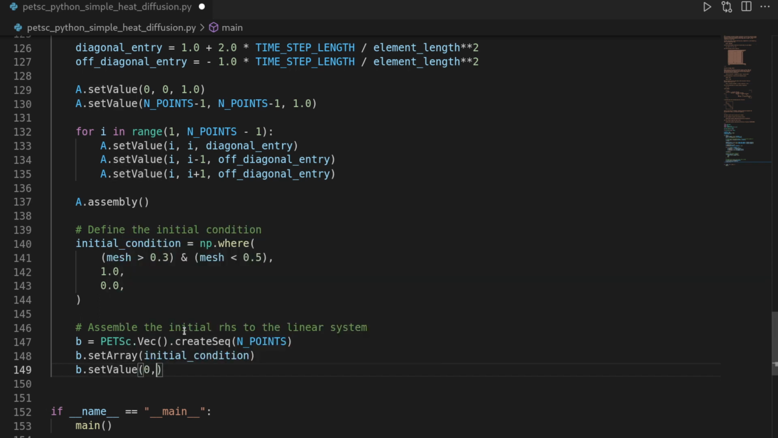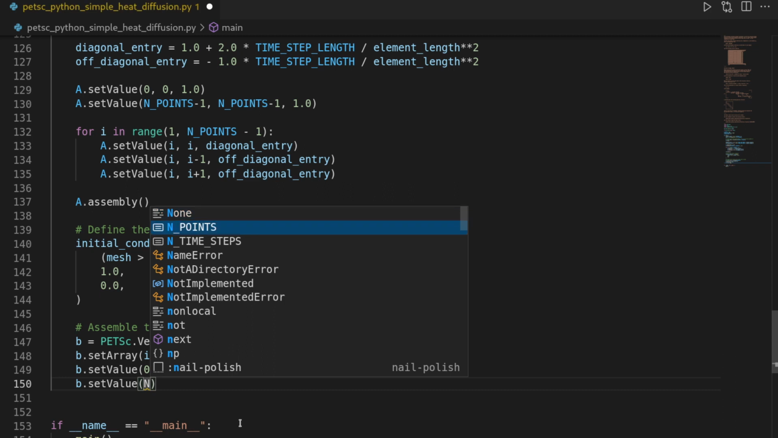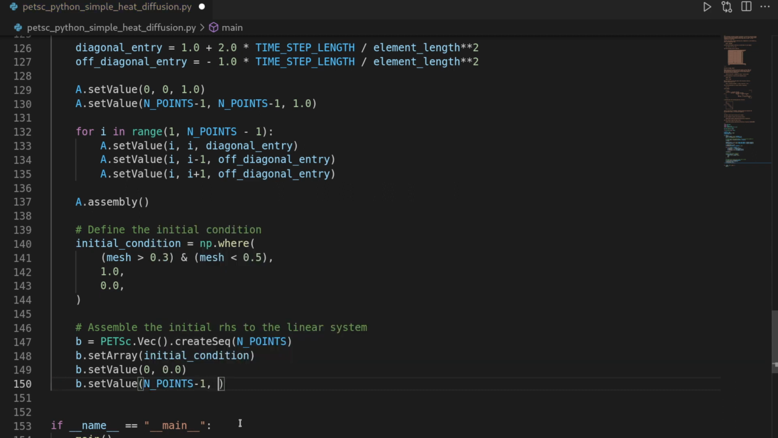b.setValue at point 0 is 0. And here, of course, we only need one index because we are just accessing a vector and not a matrix. And then b.setValue at endpoints -1. So at the very end of our domain, the right boundary point is also going to be 0. Then we have our right-hand side assembled, and the last step is to allocate a PETSc vector storing the solution to the linear system.